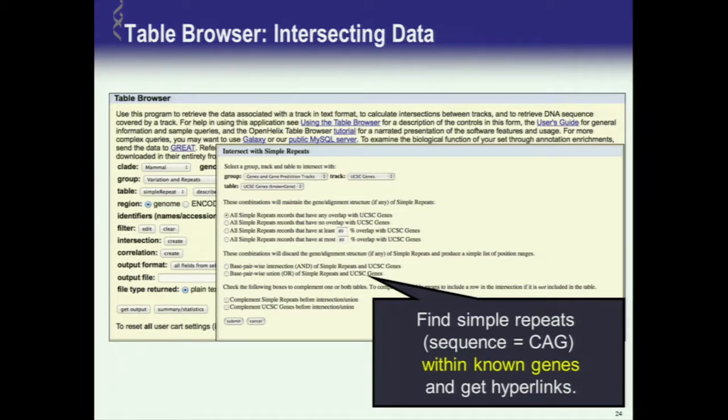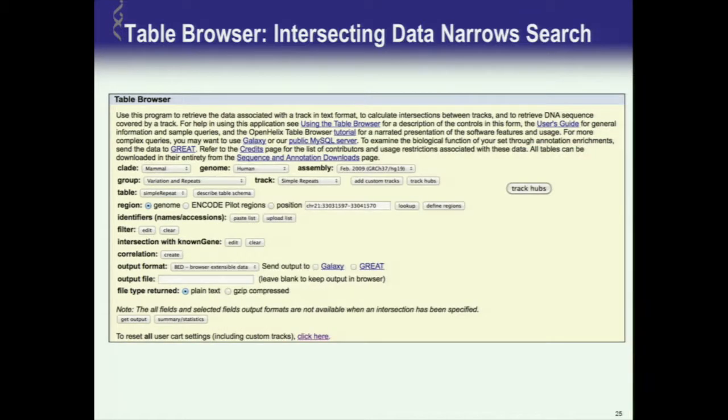And then you have options. So it says, do you want simple repeats that overlap any gene? Or the inverse, tell me only repeats that don't overlap with those genes, so you could exclude any repeats that overlap genes. And you can give it criteria. So you can say, they have to overlap, and at least 80% of the repeat has to overlap the gene, or 50%, or 10%, or whatever you want. You just hit submit when you've entered the things you want, and we're basically getting any simple CAG repeat that overlaps with any UCSC gene. And so it now says, now you have an intersection. So again, those things get remembered.